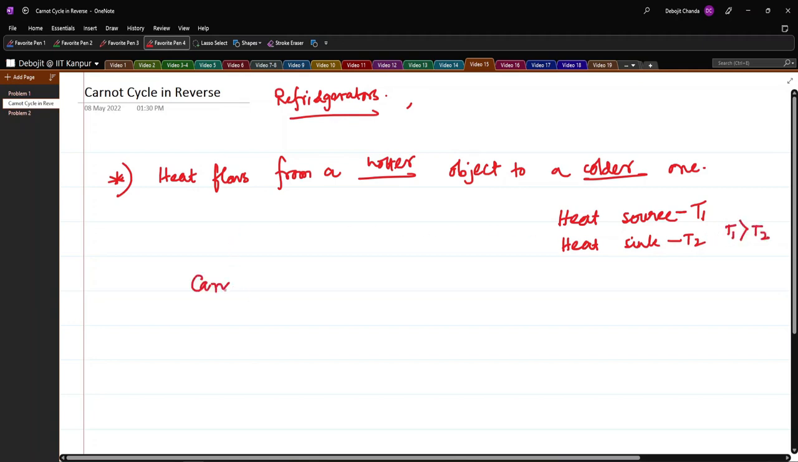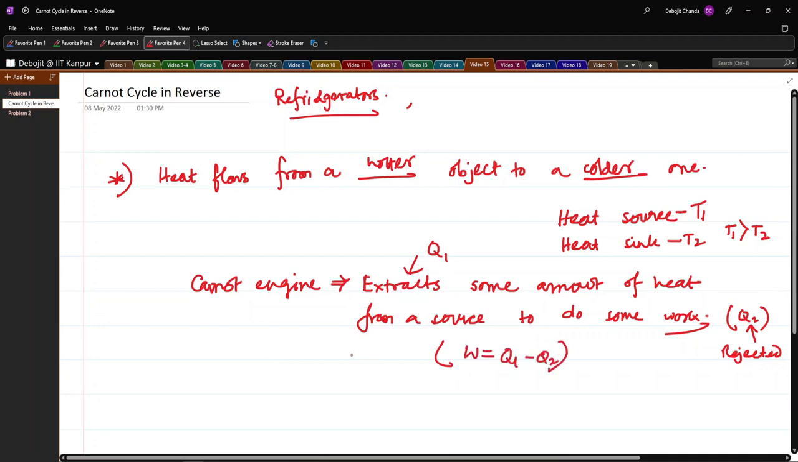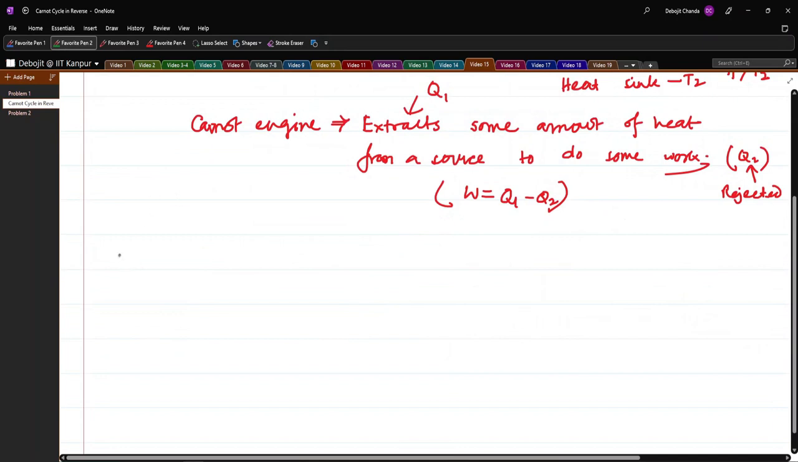So what a Carnot engine does is extract some amount of heat from a source to do some work. And what is the work done in this case? If it extracts Q1 amount of heat and gives Q2 amount of heat to the sink, then the work done is given by Q1 minus Q2. These things we have already learned. So what is the difference between a Carnot cycle and a Carnot cycle which is running in reverse?